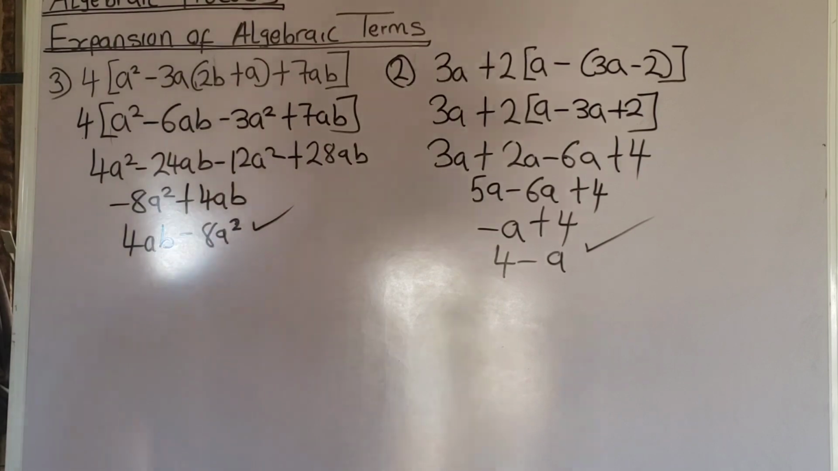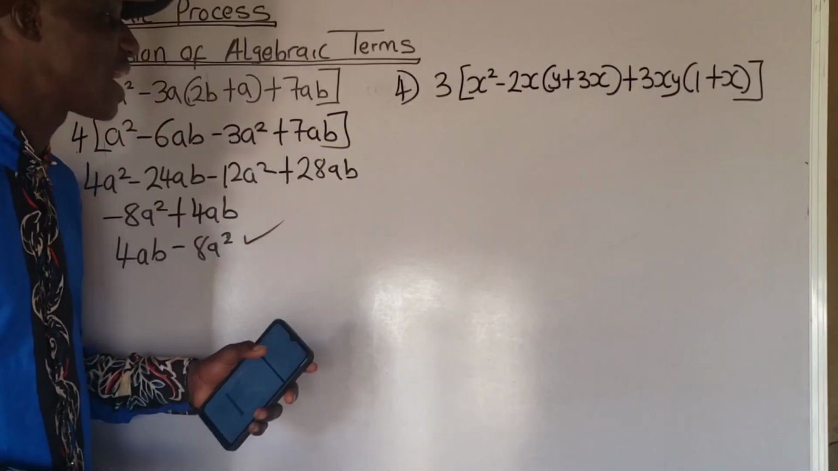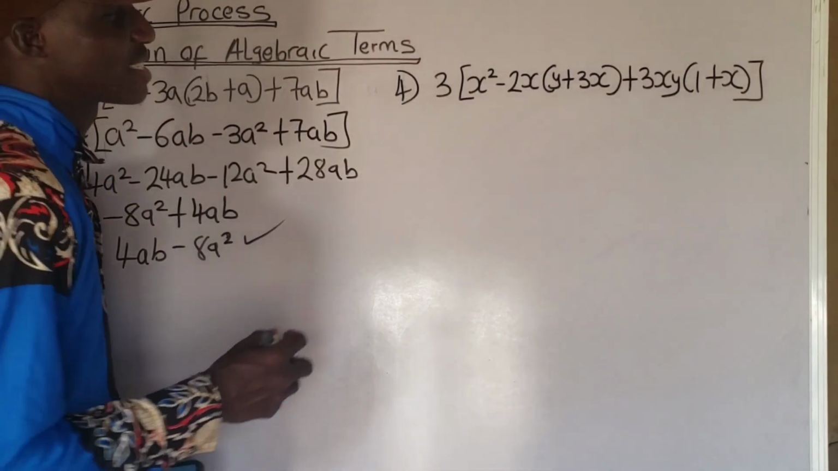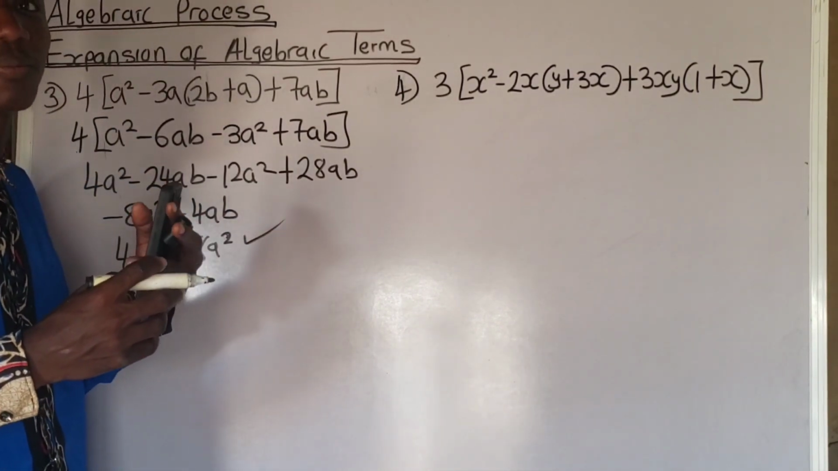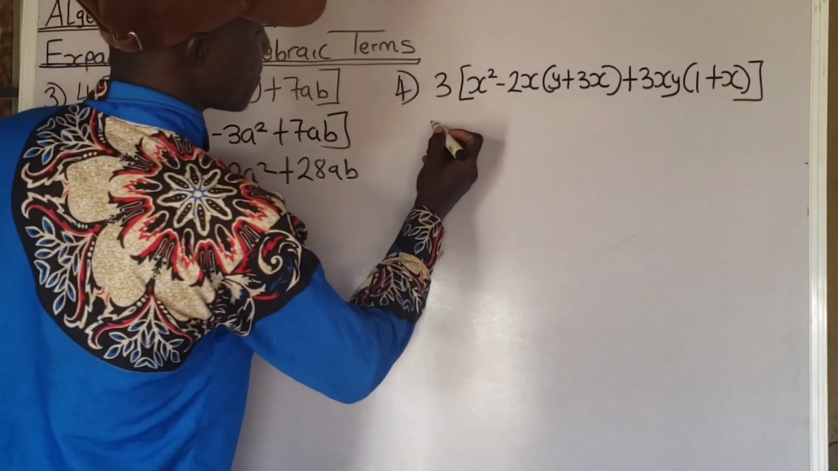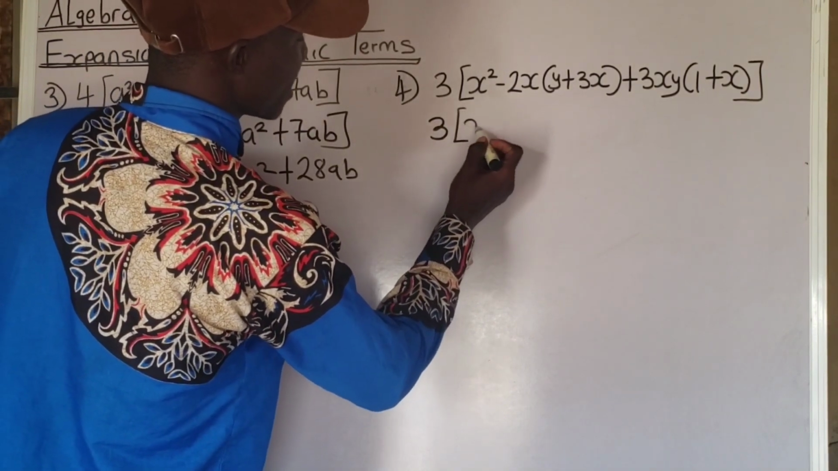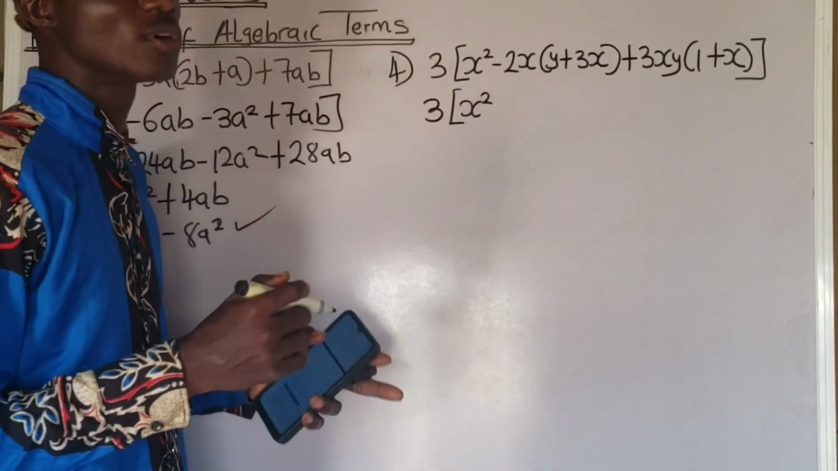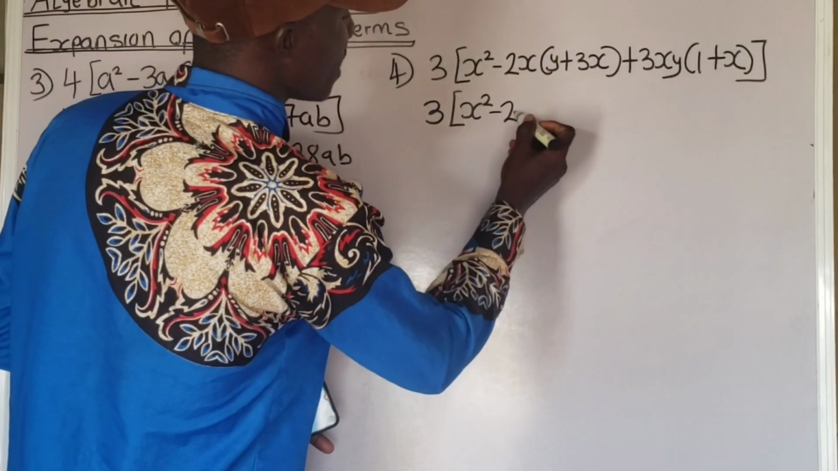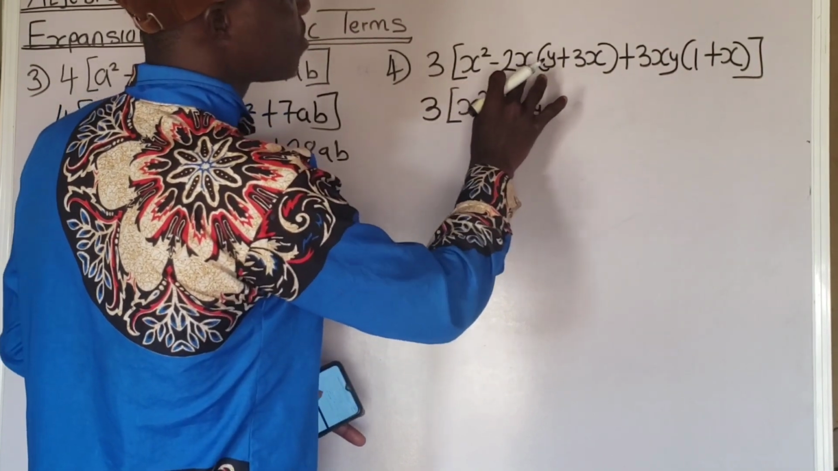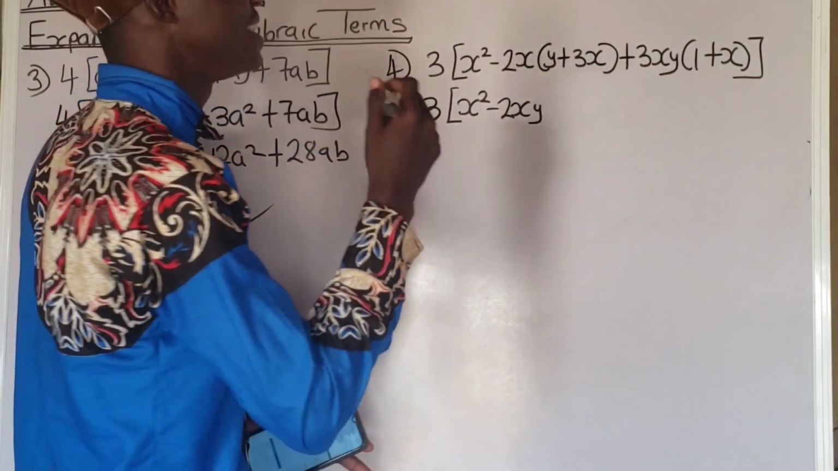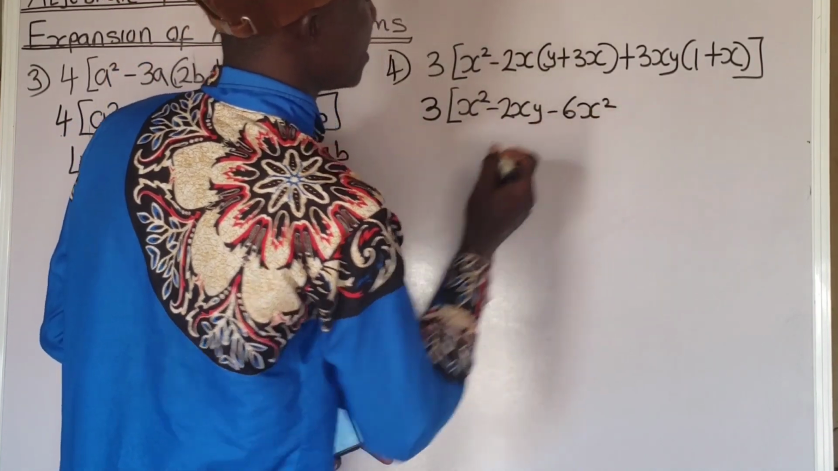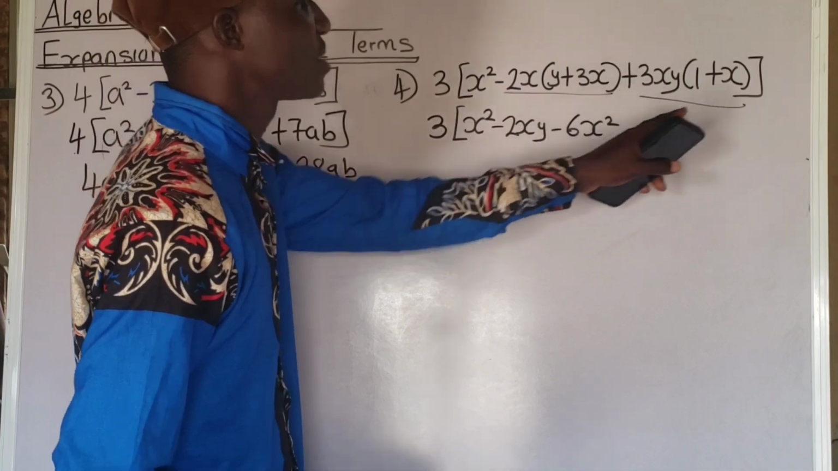Now let's proceed to the fourth question. We are asked to remove the brackets. Now let's start. We are going to start from the term inside the bracket. So I'm going to have here 3(x squared. Now, negative 2x multiplied by y will give me negative 2xy. Negative 2x multiplied by positive 3x will give me negative 6x squared. Now, I'm done with this bracket. Now, let's move to this bracket.